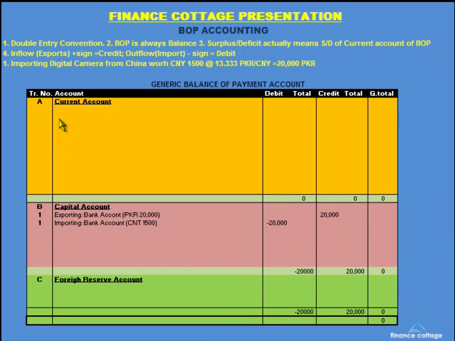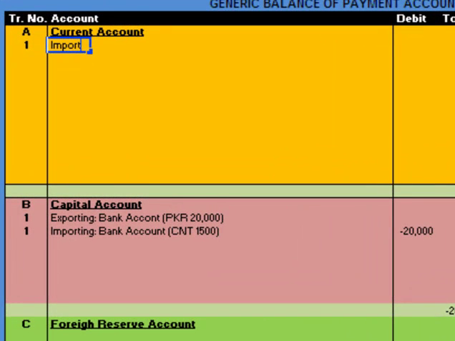So let's record the import of digital camera. So the second step of this transaction is importing. Now because you are importing goods, so import and exports of goods and services are recorded in current account. So in current account we shall record import of digital camera, and this is Chinese yuan 1500.